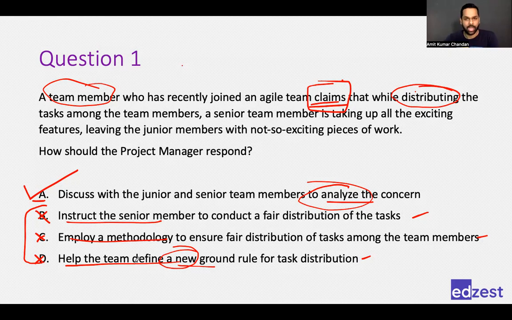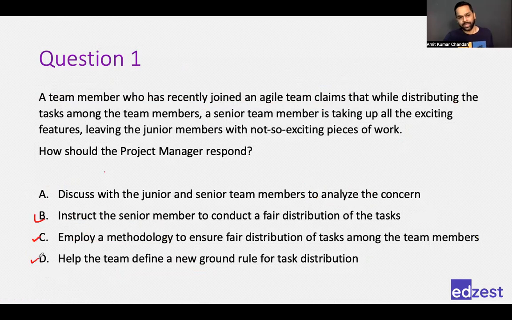Yes, absolutely. And a spin-off of this question is that they will not mention a team member is claiming. Correct. They will directly say that a senior member is taking up all the exciting features. Correct. Then automatically you would know that now I don't need to analyze the concern because there's no concern. I need to go and help them define. That becomes much better than instructing, much better than employing a methodology yourself. Helping the team create that methodology or create that ground rule is always better. Sounds good. Thanks, Amit. So at that point of time, the question would not be whether we want to analyze or not. The question would be which action is better. Correct. And at that point of time, D is better because we are involving the team.